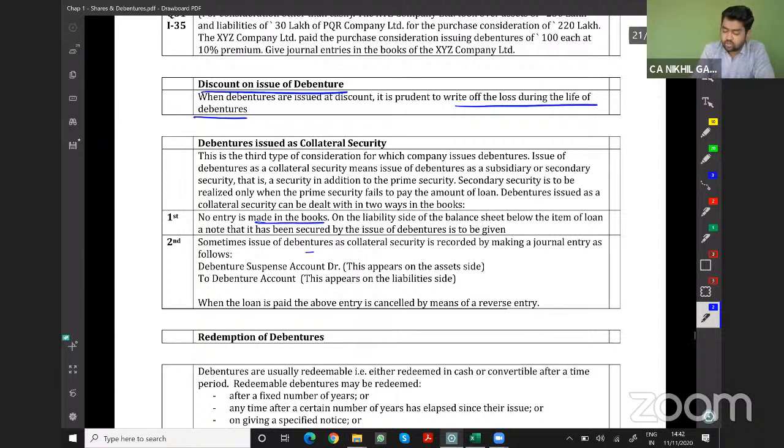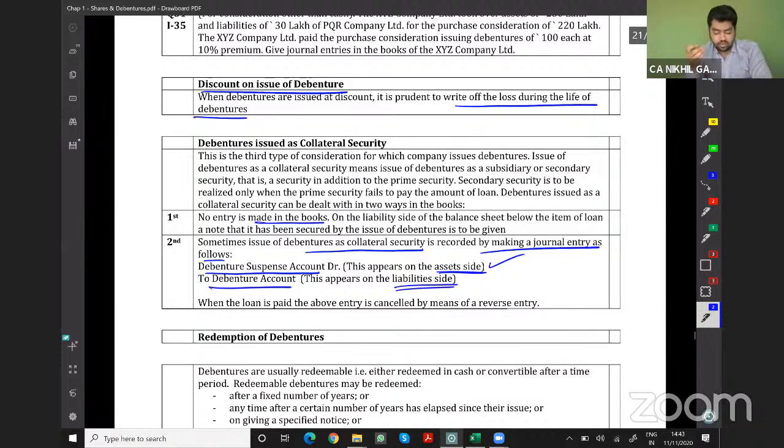Sometimes issue of debentures as collateral security is recorded by making journal entries as follows. Debenture suspense account debit to debenture account. One appears on the asset side, the other on the liability side. The debenture account will be debited, but which account should be credited and which debited now?